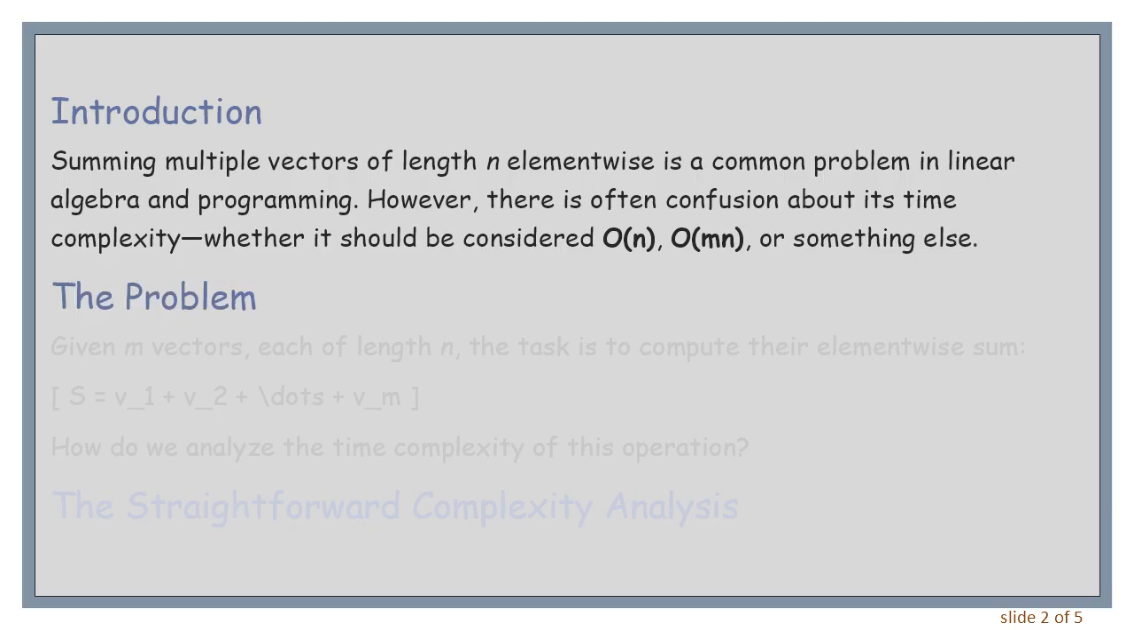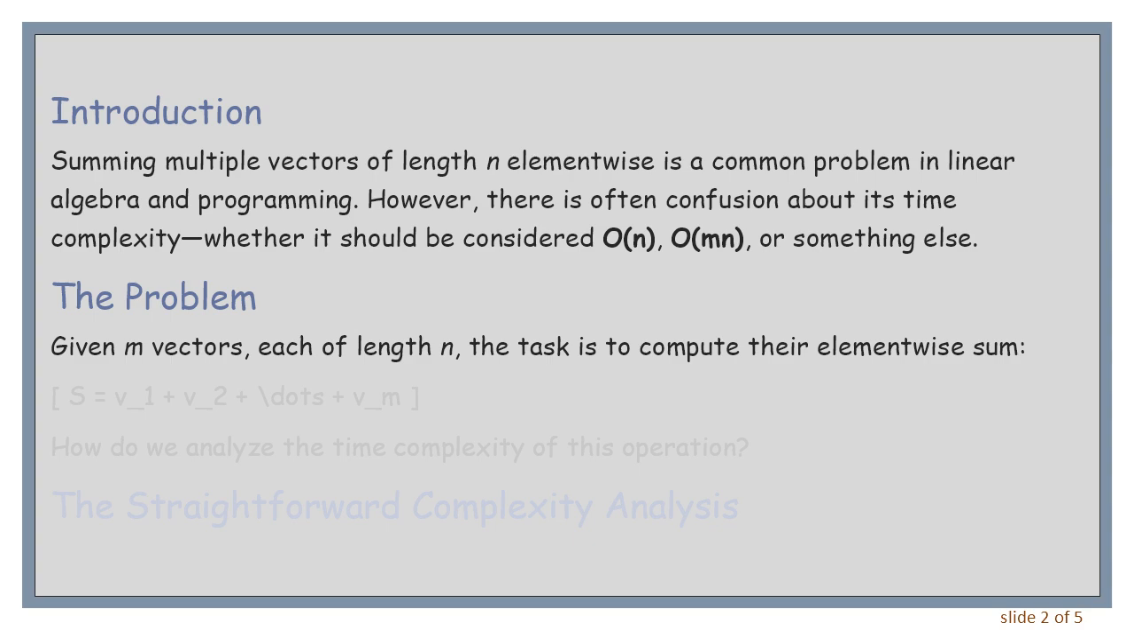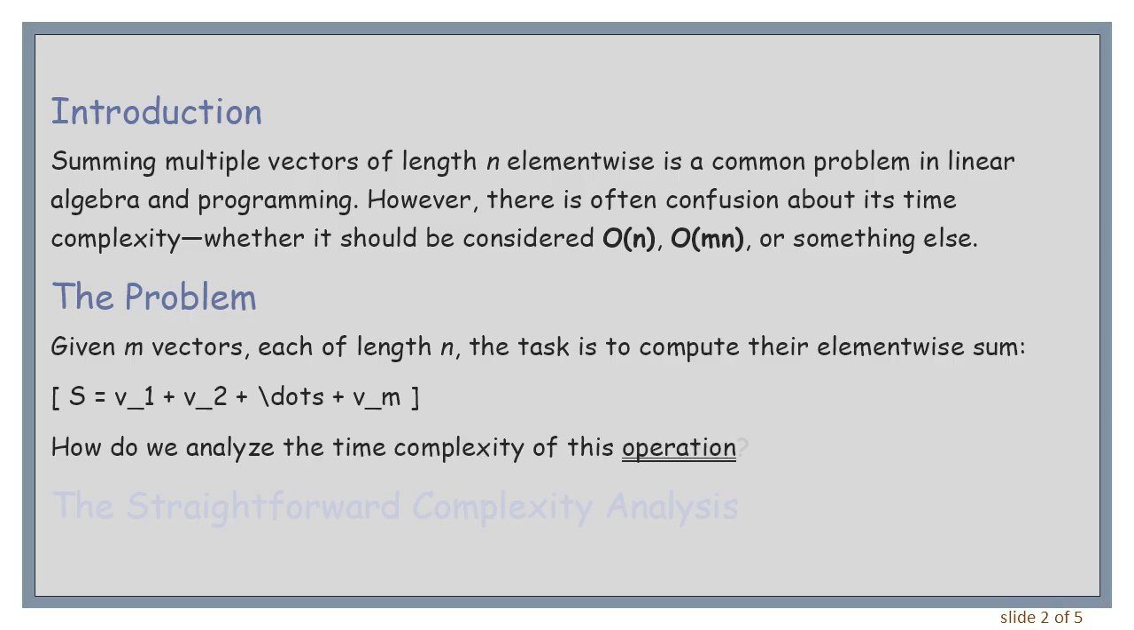The problem. Given m vectors, each of length n, the task is to compute their elementwise sum. S equals v_1 plus v_2 plus \dots plus v_m. How do we analyze the time complexity of this operation?